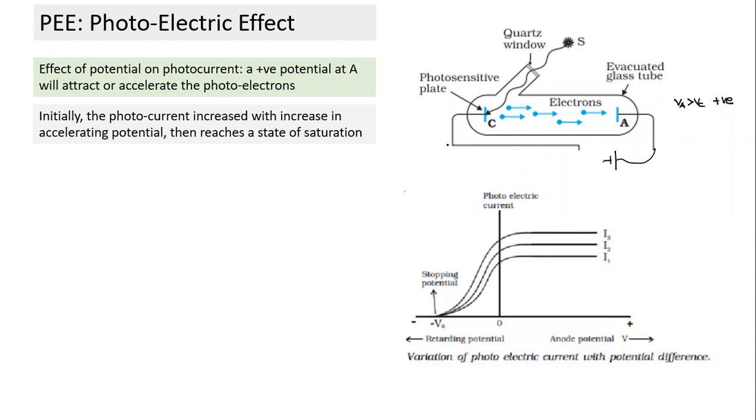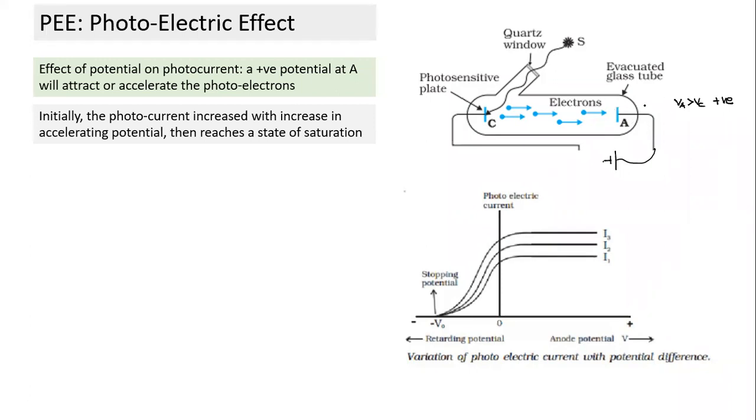So initially what we notice here, what does this point indicate? This vertical line indicates the anode potential, the potential of this point. Even at 0 potential, if you don't maintain any potential, there's no battery connected, if both are at the same potential, even then we observe current. Electrons are getting emitted without any force of attraction or repulsion.